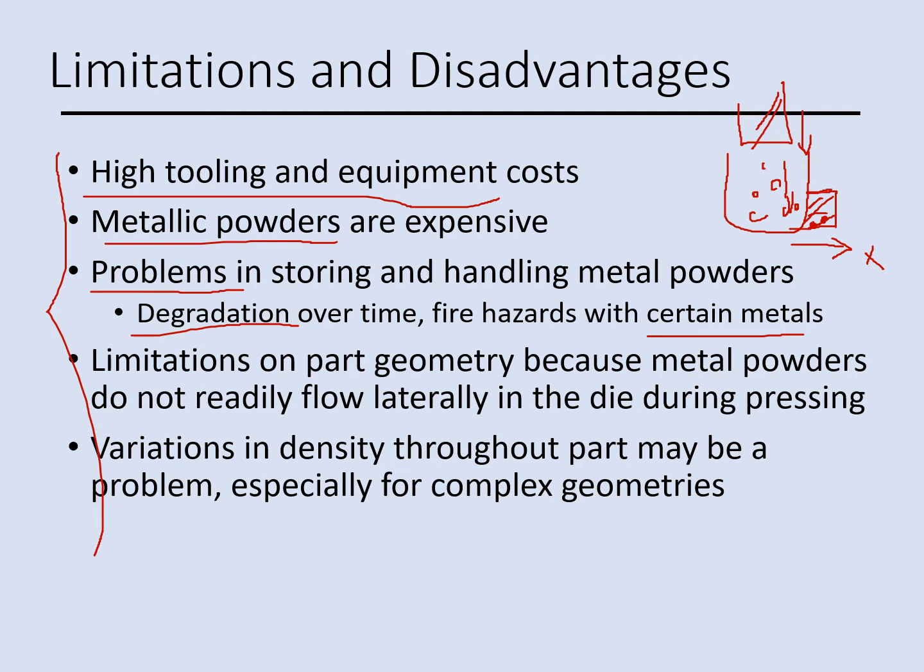The next problem is the variation in density throughout the part. So it is possible that in this area we have high density, and in this part of the product we have less density. So that is another difficulty associated with PM.